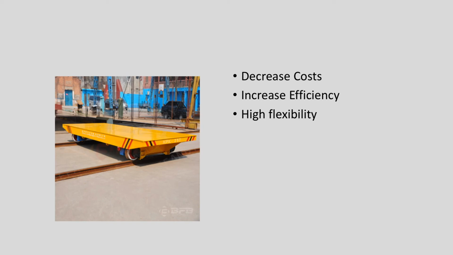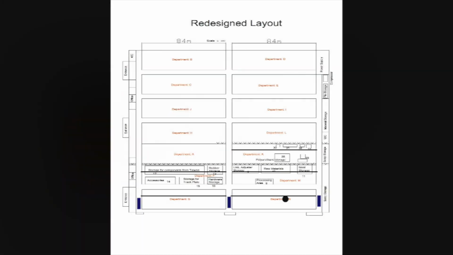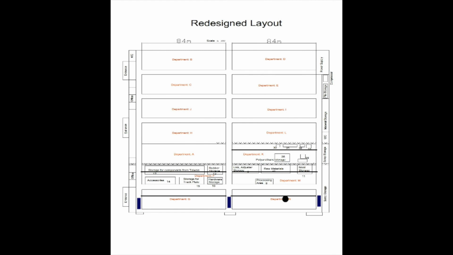So taking all this into account, we propose a rail cart system. This system will have 3 rails along the vertical aisles, and loading and unloading can happen on either side of every department. Alright, here's an animation of the product flow of the track pad in our new redesigned facility. The material handling inside the department is done by overhead cranes.